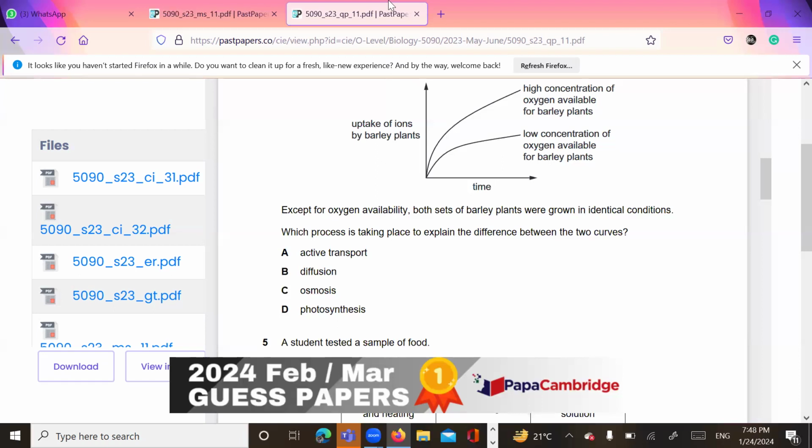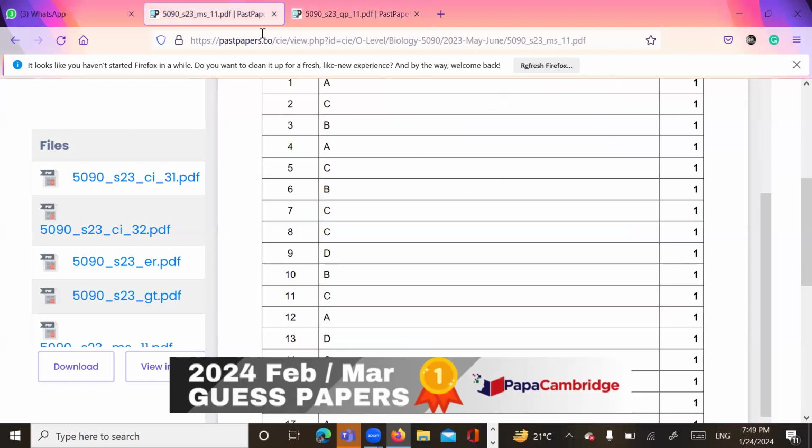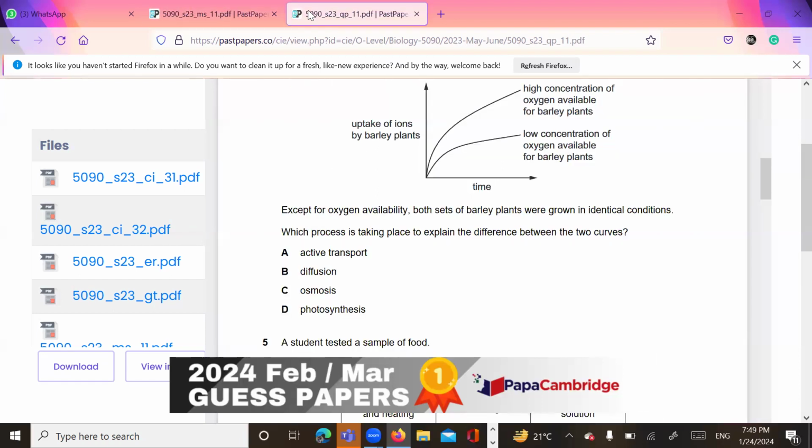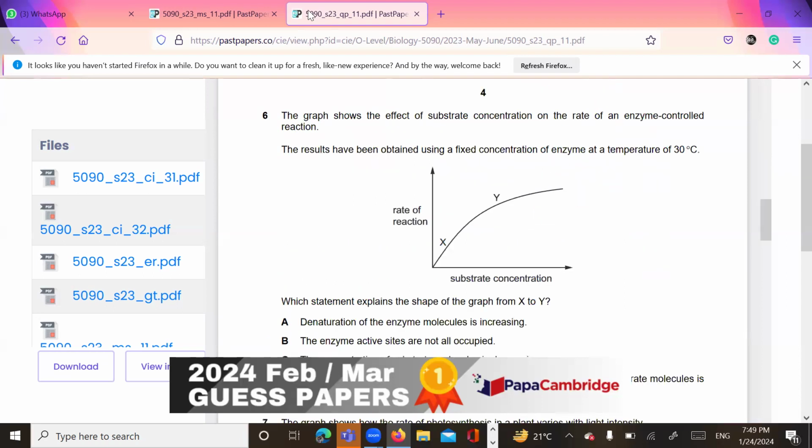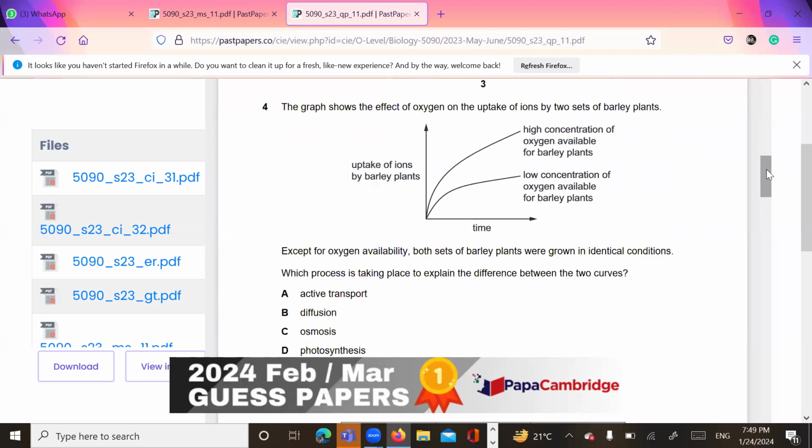This is question number 4, answer A. So we were wrong. It depends on active transport. Yes, the uptake of ions depends on active transport, not photosynthesis. Okay, where is question number 5?